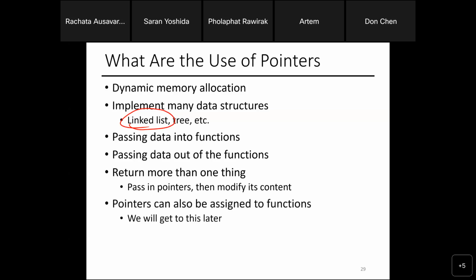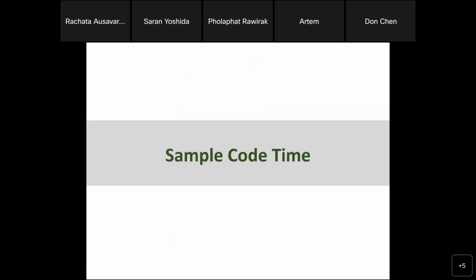A pointer can also be assigned to a function. We call this a function pointer. We will cover this next week on Thursday as well. A function pointer is kind of a fancy trick where you can reassign the same pointer to a different function, so you can use it for different purposes.